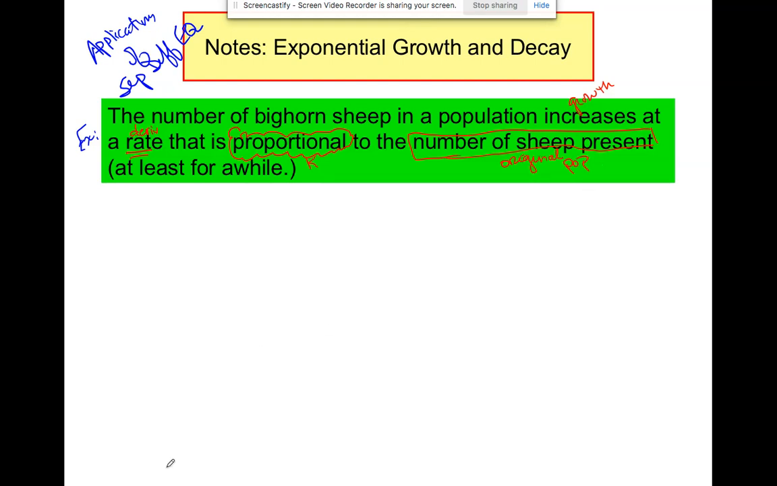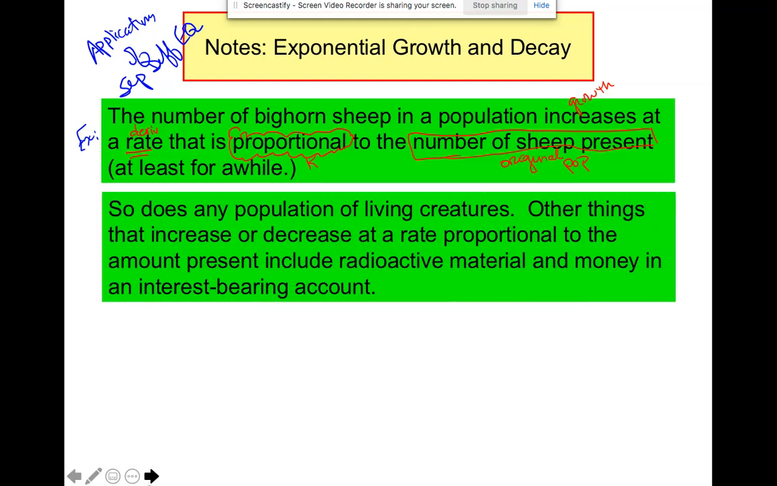The original population. This is true, it doesn't have to be bighorn sheep. I just think bighorn sheep is a fun word, right? Population of living creatures. Also money. Radioactive material decays at this exponential rate. Money, if you're in an interest-bearing account, lots and lots of things in nature, in our real world, grow at an exponential rate or decay at an exponential rate.